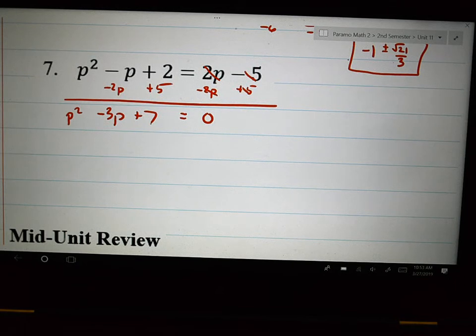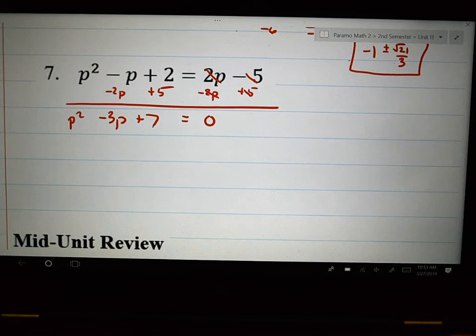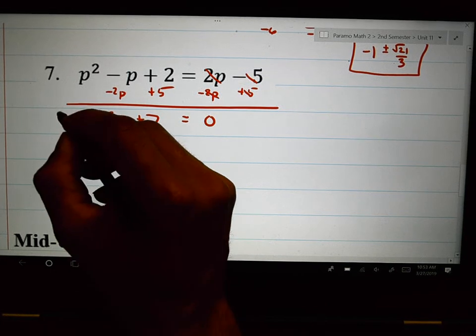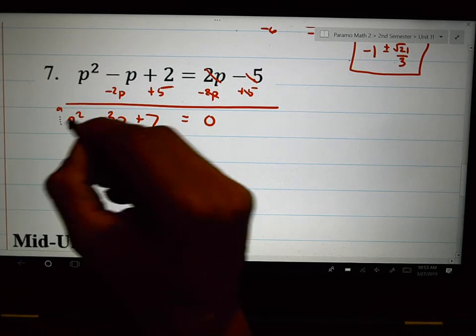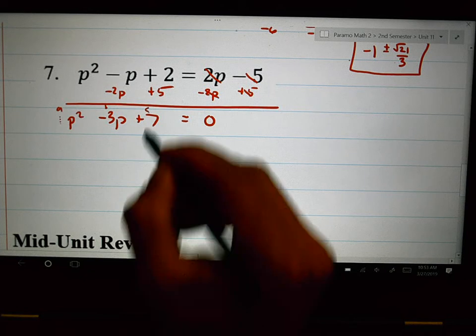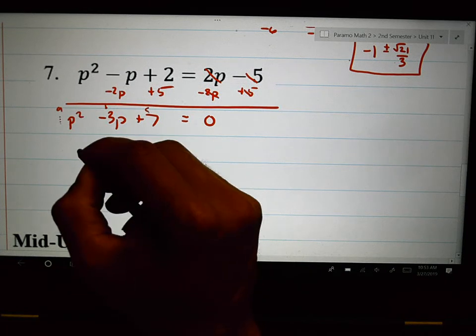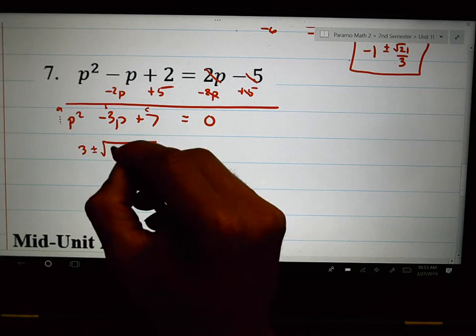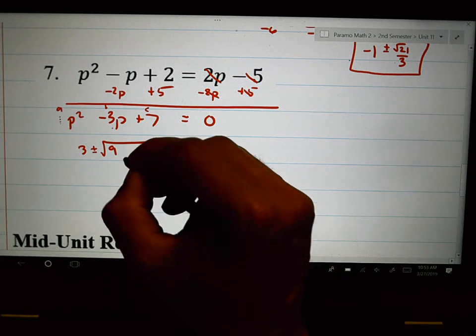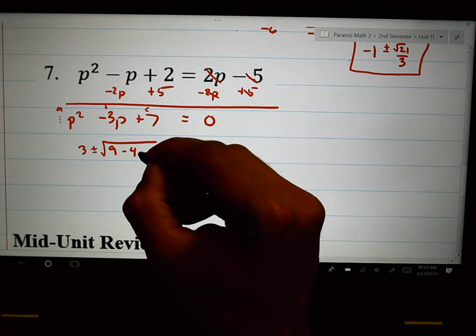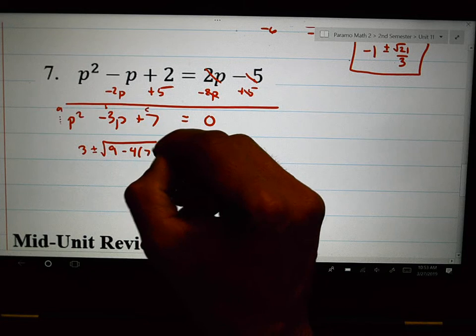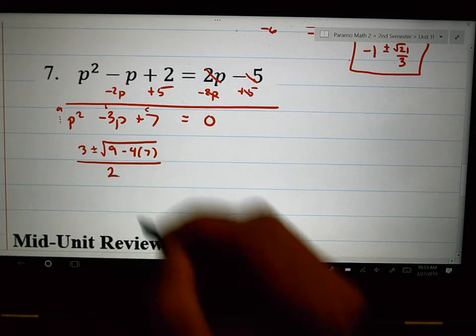So now that we have that, it's in standard form. I can go right into the quadratic formula. Negative b means the opposite. If you still need it, a is an invisible 1. B, c. Negative b, positive 3. Plus or minus radical b squared. Negative 3 times negative 3 is a positive 9. Minus 4 times 1. I don't need to write that. 4a times c times 7. Over 2a. 2 times 1. Don't need to write that.